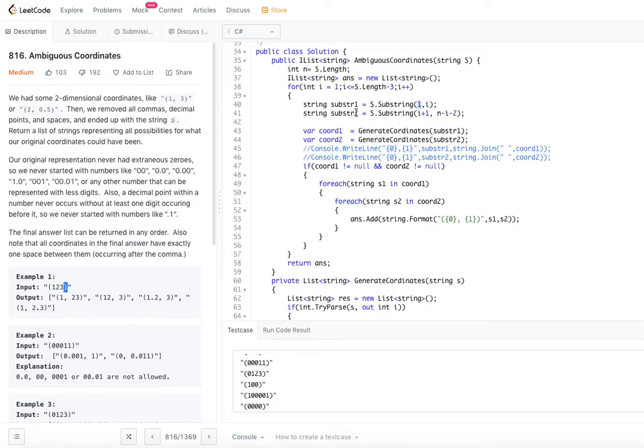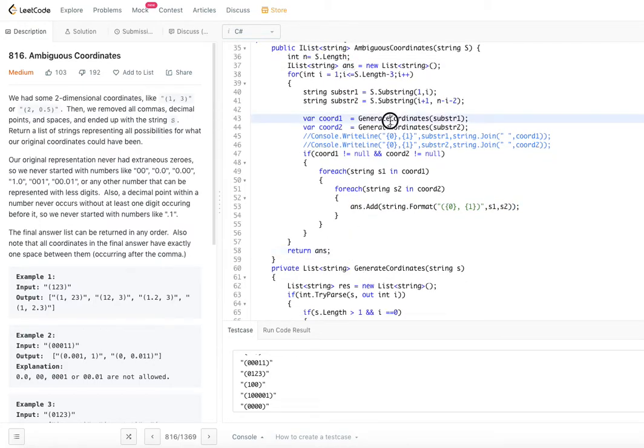So likewise we are going to get the two substrings, substring 1 and substring 2, and for each substring we try to generate the coordinates, and we'll have coordinates for the first substring and coordinates for the second substring, as long as both are not null, right? If both are not null, then we will have to do the cross product. The cross product is: for every string in coordinate 1 and for every string in coordinate 2, we are going to have a formatted coordinate added to the answer list, right? So that is what we are going to return.